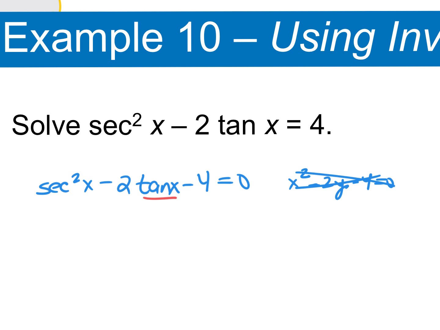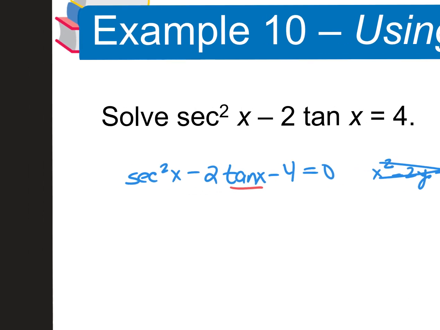What is secant squared equal to? Look at your trig identities, everybody. Don't just stare. Look at your identities. Ariana, tell us. What is secant squared equal to? 1 plus tangent squared. I'm going to replace this with 1 plus tangent squared. Why are we going to do that? Now you can factor. How can you factor? Because you have two trig functions that are the same.